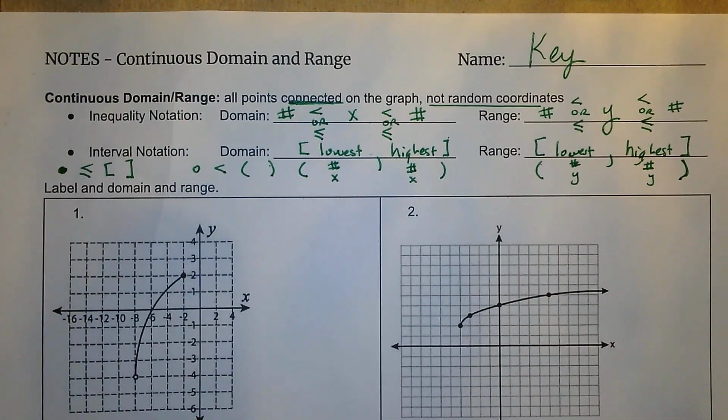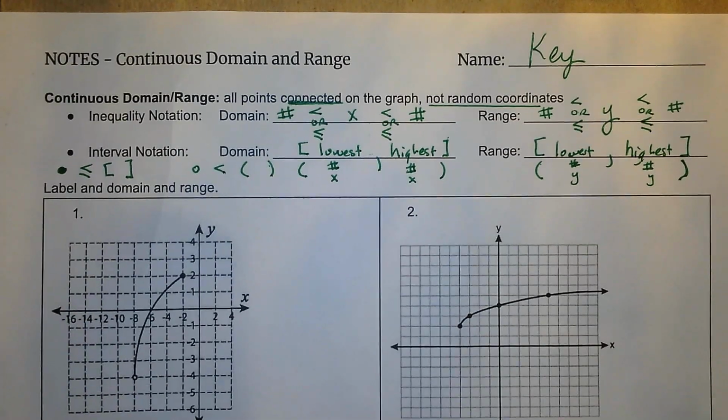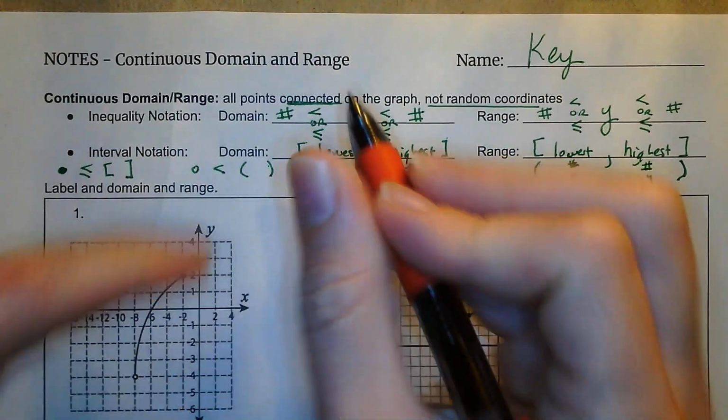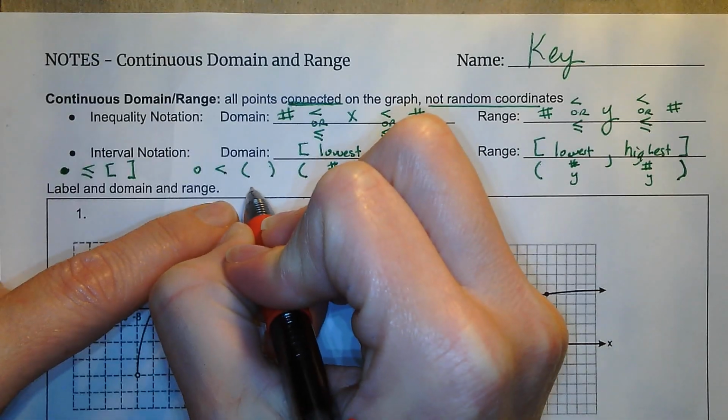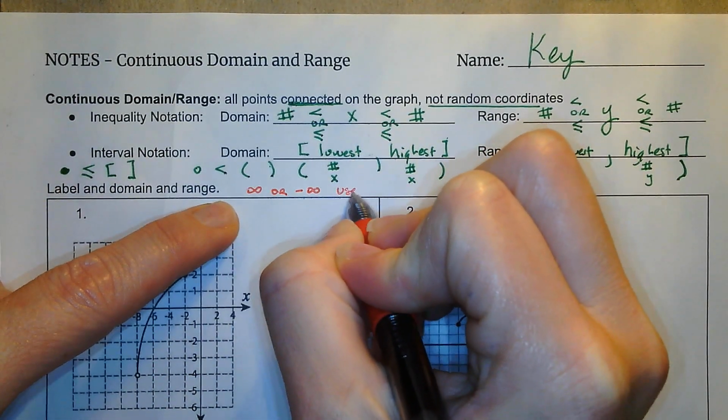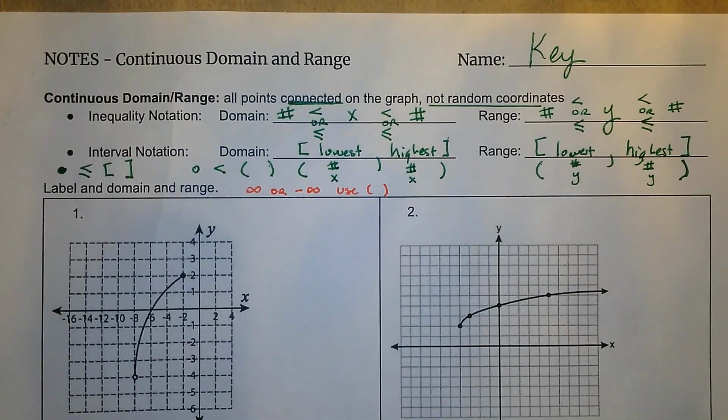Okay, so how does that actually look in our graphs? Oh, and then the one little extra piece up here for our parentheses, if we have infinity or negative infinity, we're going to be using our parentheses for those, because you can never actually reach infinity. So that's just a little extra tip.